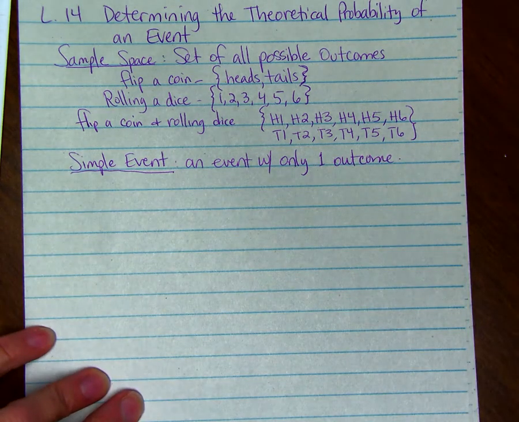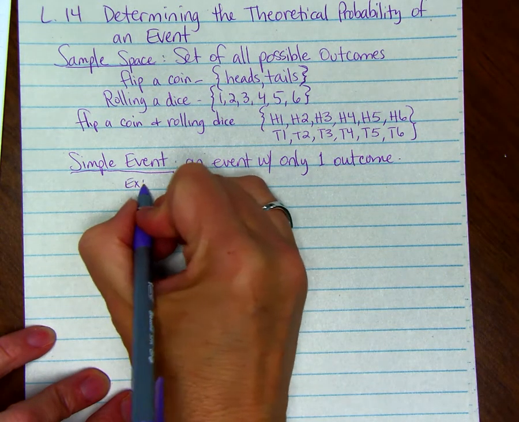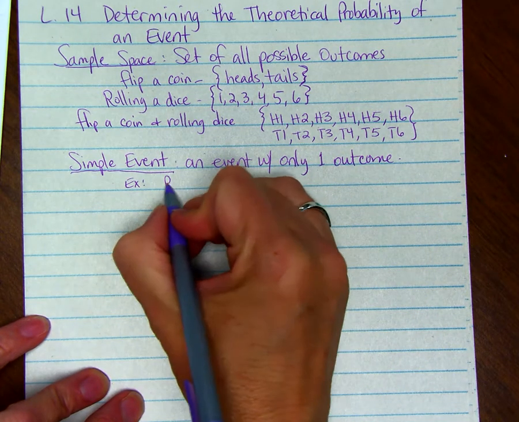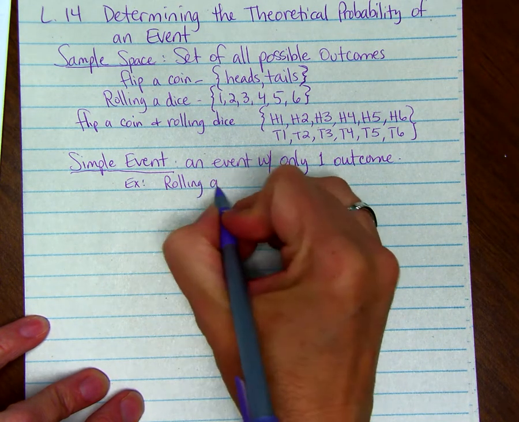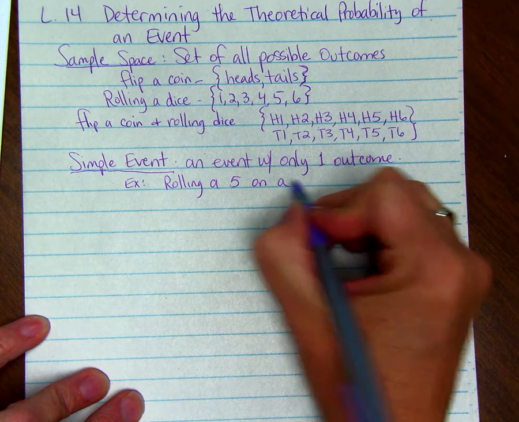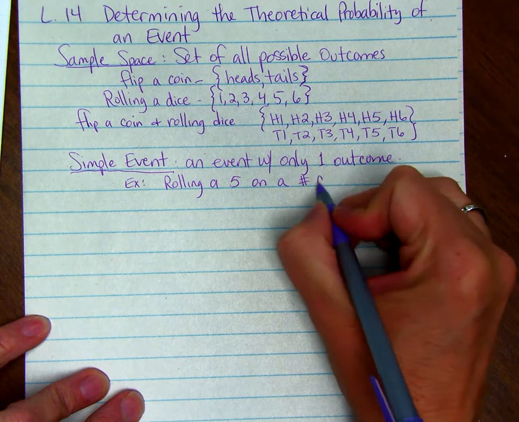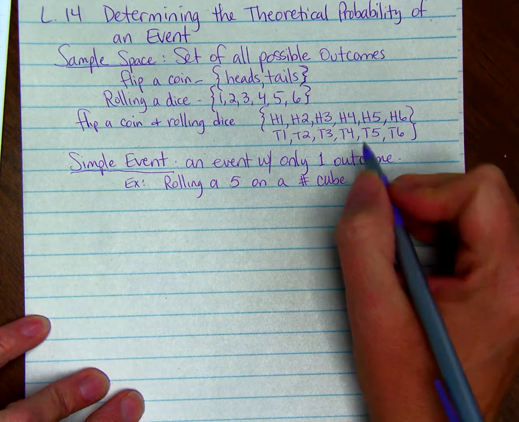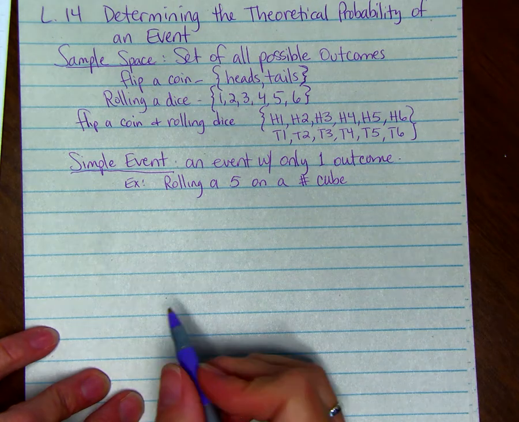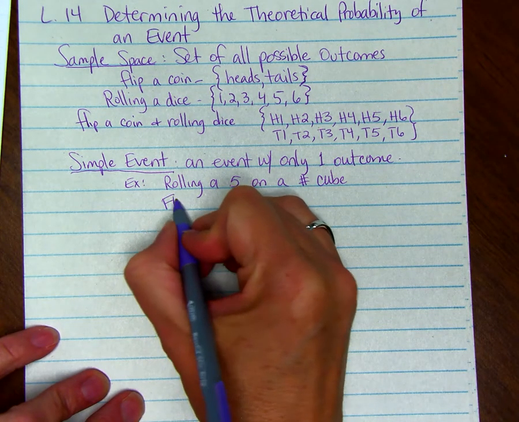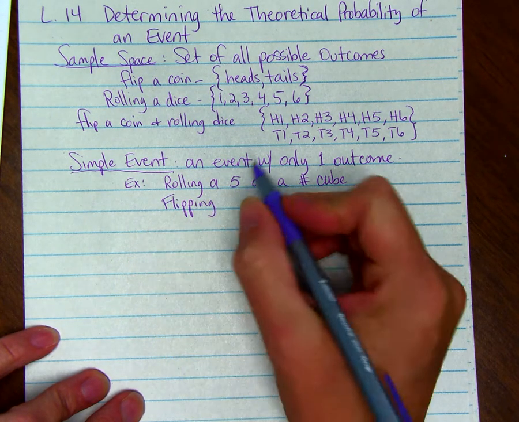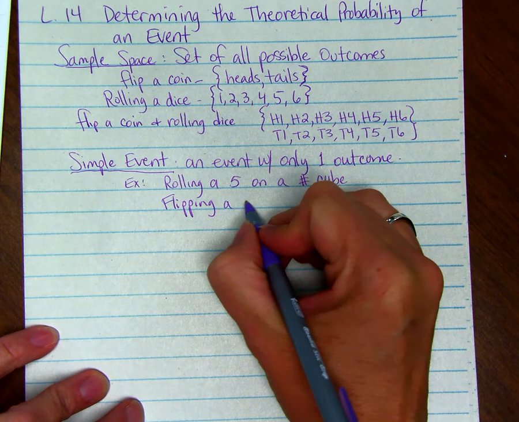Now a simple event is an event with only one outcome. So here's an example: rolling a 5 on a number cube. There's only one way to get it. Another example would be flipping a coin and getting tails.